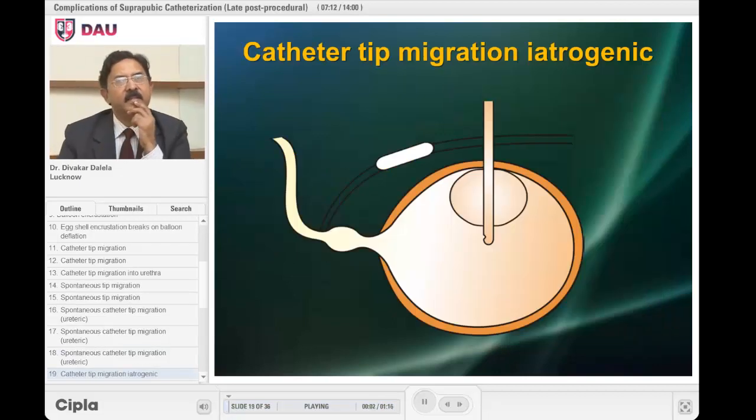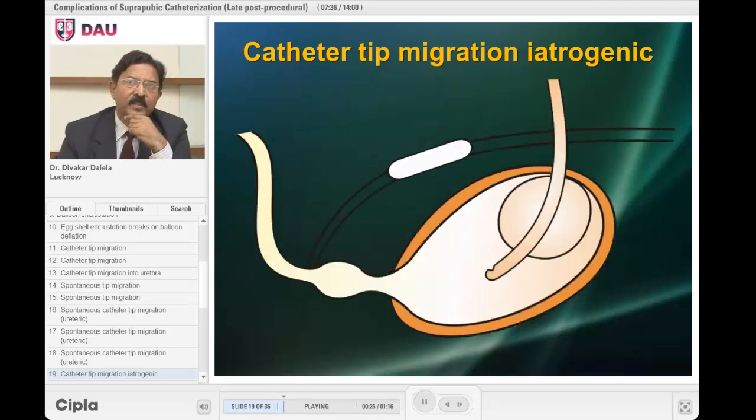The second thing is what I was calling catheter tip migration, iatrogenically done. Suppose here is a situation with a pre-placed suprapubic catheter. That's how the patient is before you, and now you have been asked to change his catheter, remove the old catheter and replace it with a new one.